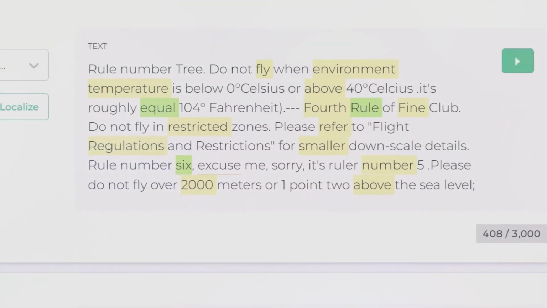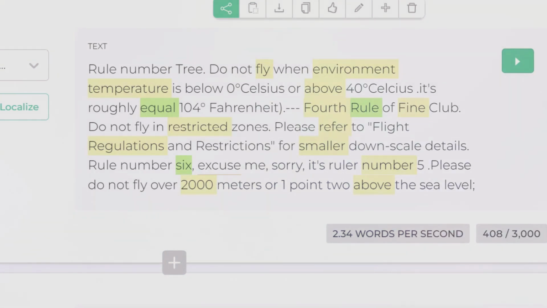Rule number 3. Do not fly when the environment temperature is below 0 degrees Celsius or above 40 degrees Celsius. It's roughly equal to 104 degrees Fahrenheit. Fourth rule of Flight Club. Do not fly in restricted zones. Please refer to flight regulations and restrictions for more detailed information.